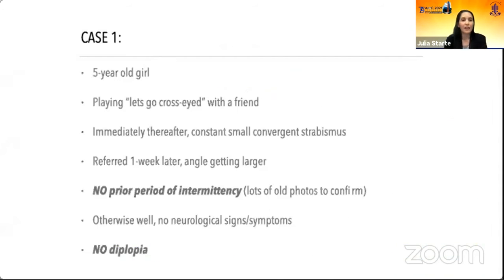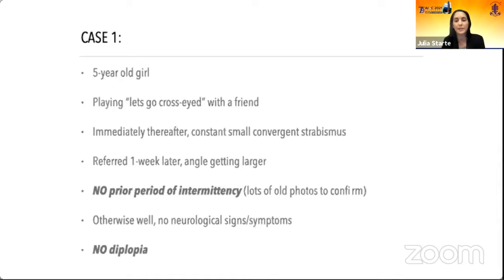So this case, I think, highlights some of these points. This was a 5-year-old girl who was out in the backyard playing Let's Go Cross-Eyed with her friend. And immediately thereafter, she came into the kitchen and mum noticed a small convergent strabismus, which was constant and stayed that way for a week. After a while, it started to get more noticeable and the angle started to get larger.